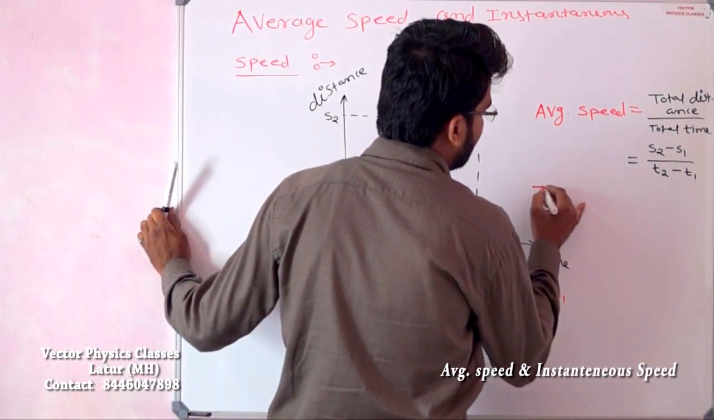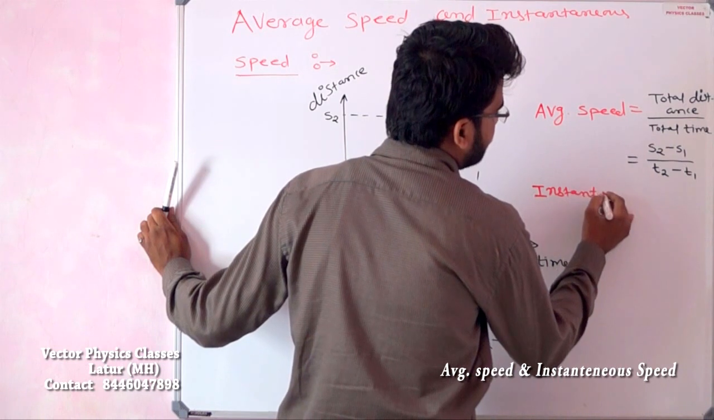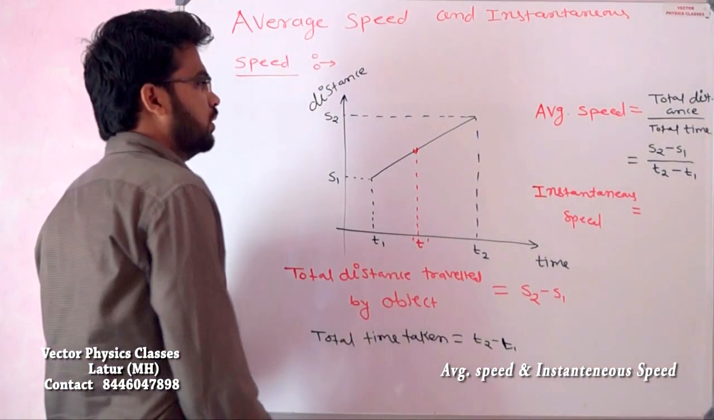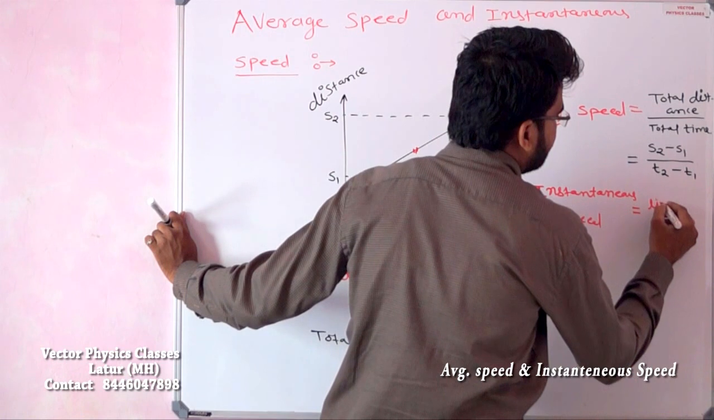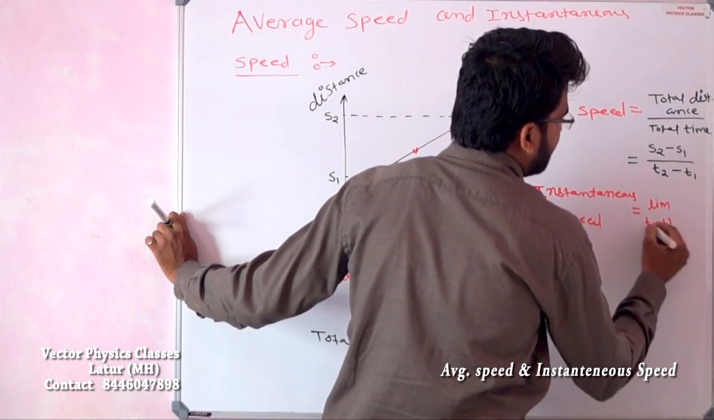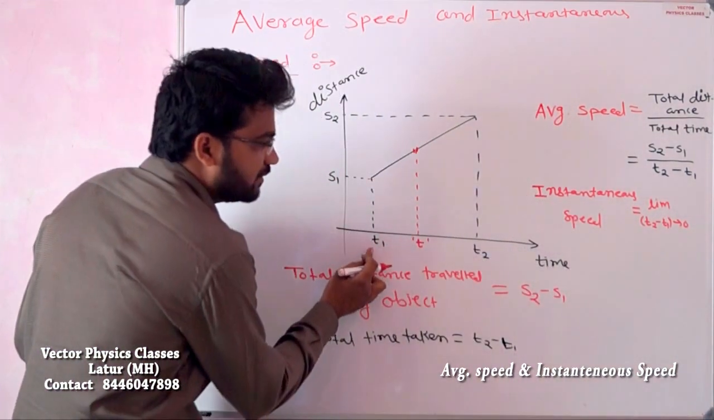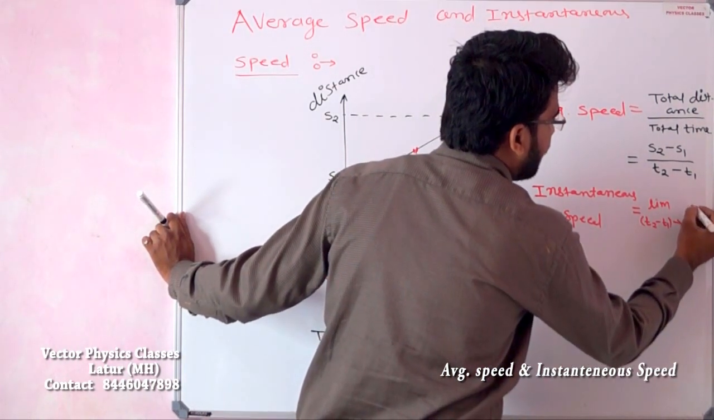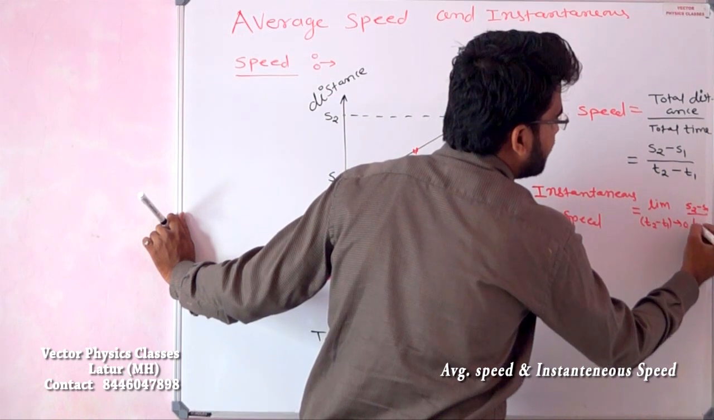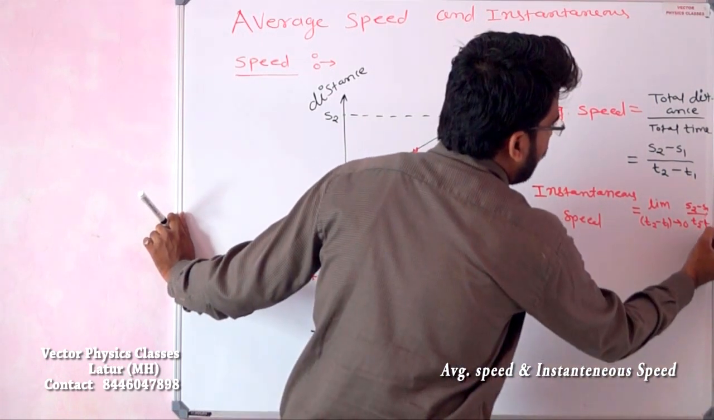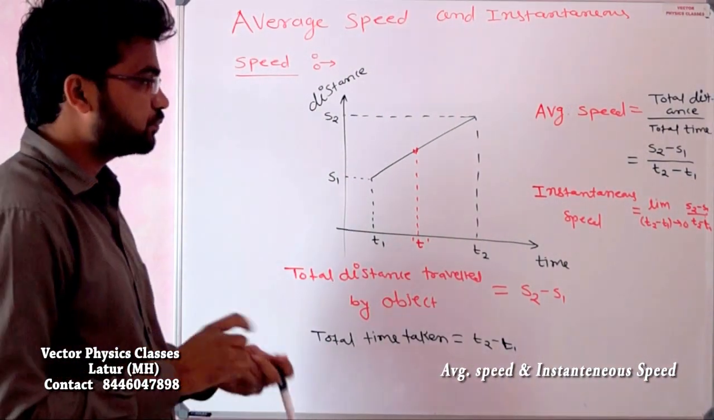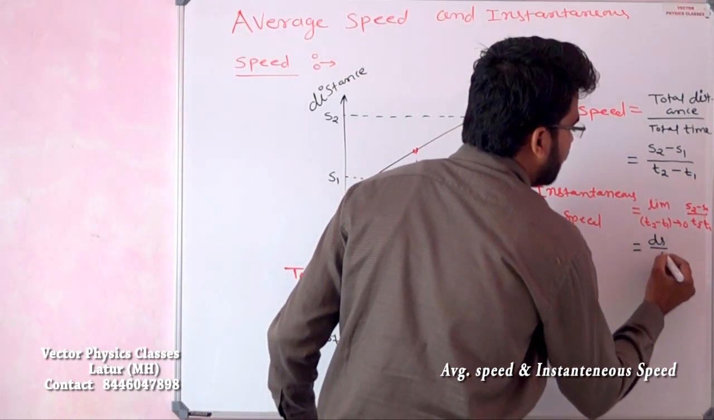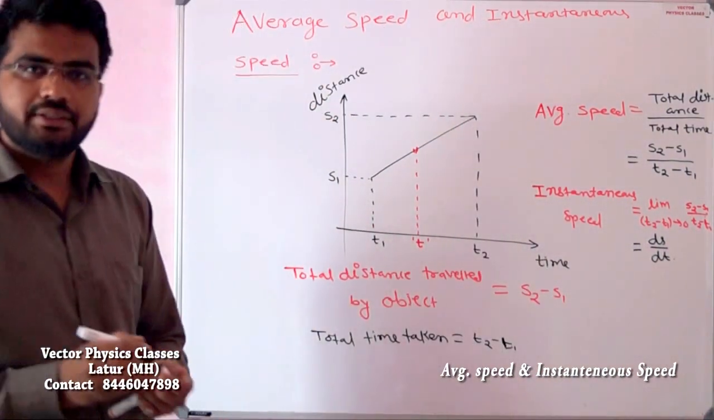So instantaneous speed, you can write, instantaneous speed is equal to, limit t2 minus t1 tending towards 0, right? This t2 minus t1 tending towards 0, this quantity, s2 minus s1 divided by t2 minus t1, is called instantaneous speed. So इसको ही हम by differentiation लिख सकते हैं, and that is ds by dt. ठीक है?